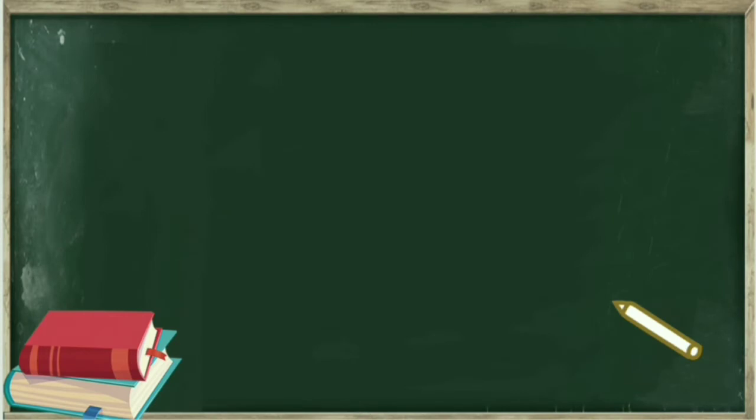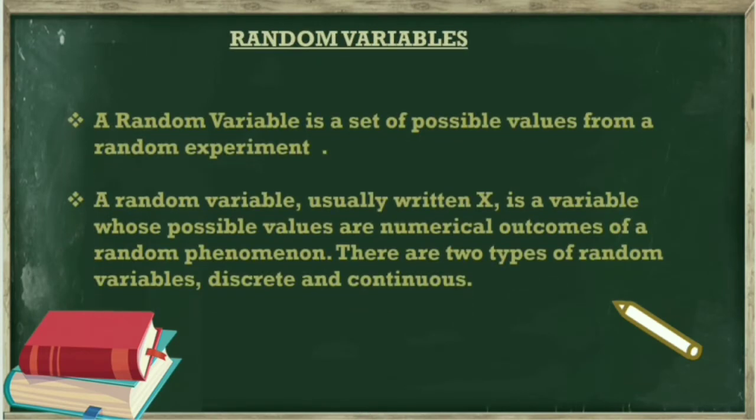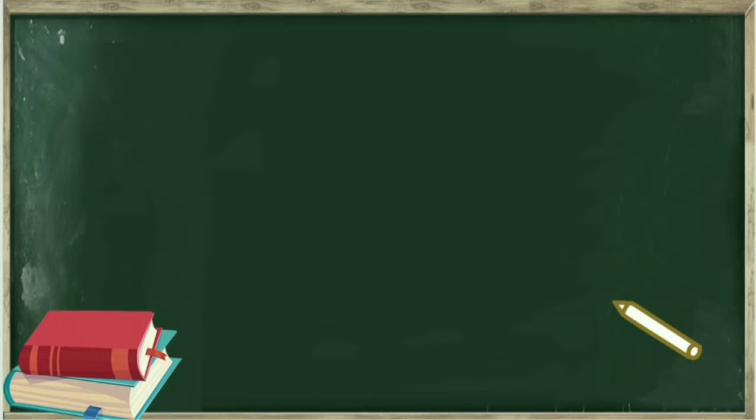Hello everyone. Now let us learn about random variables. A random variable is a set of possible values from a random experiment. A random variable, usually written x, is a variable whose possible values are numerical outcomes of a random phenomenon. There are two types of random variables: discrete and continuous.